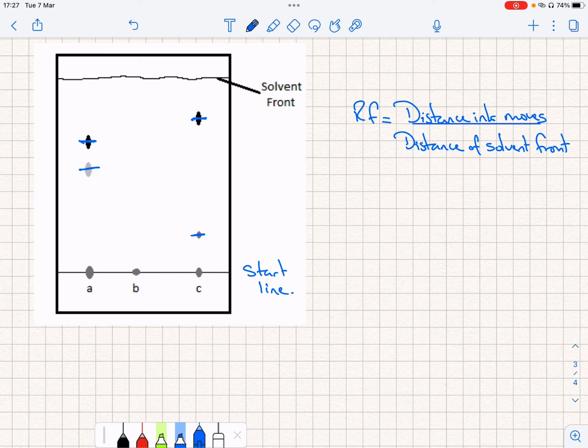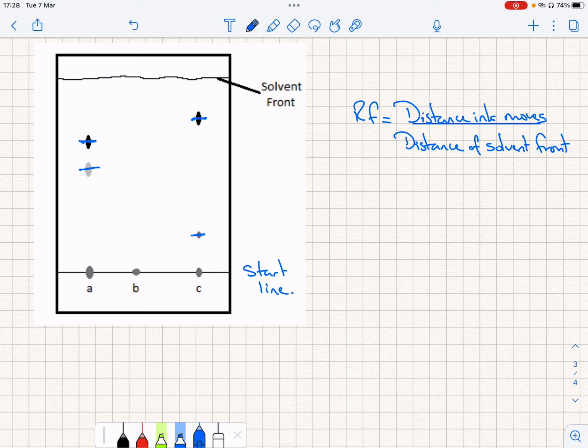Interestingly, ink B has not given me any result. Now you might therefore think, you know what, that doesn't contain any ink, but that's not the case. It is an ink, it contains ink. So why is it not giving me a result? And the reason why is because ink B is not soluble in the solvent we have used.